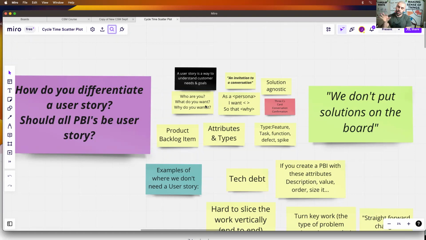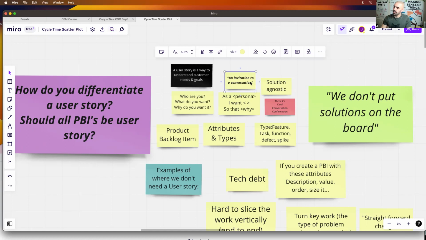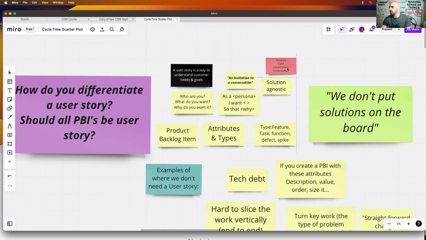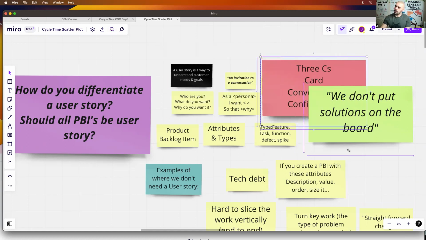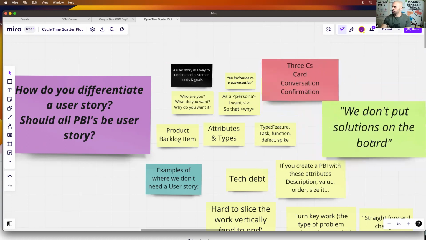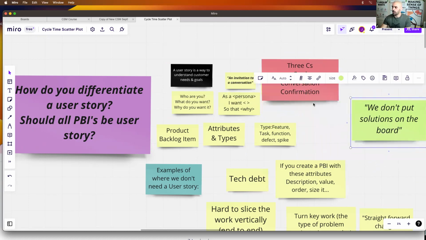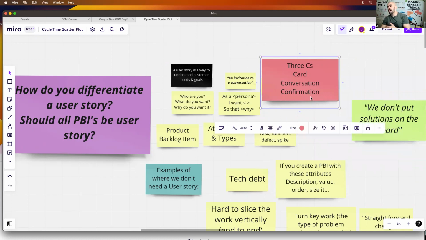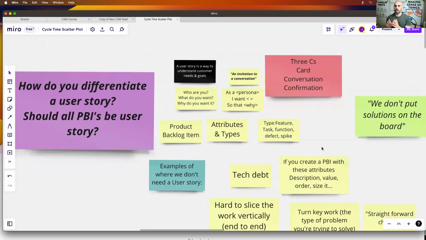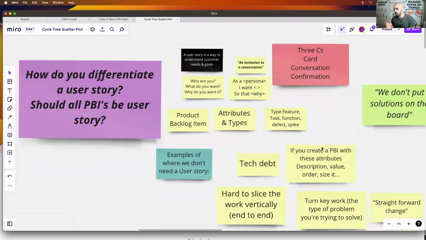In other words, we do not capture the solution in a user story so that we can empower the people building the product to come up with options. So a user story, as you can see here, is a way to understand customer needs, and it's called an invitation to a conversation. We also stated that the most forgotten part about user stories is not the template, but the behavioral components, which is the card, create the card, have the conversation, and then get the confirmation. Anyway, now we've got a little bit of baseline knowledge in what a user story is. If you didn't know, now you do.